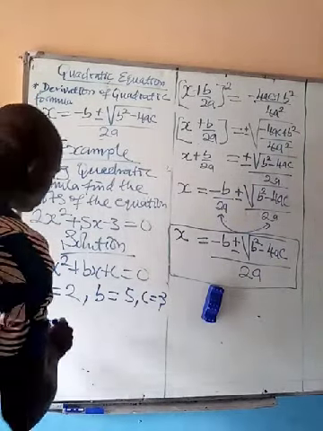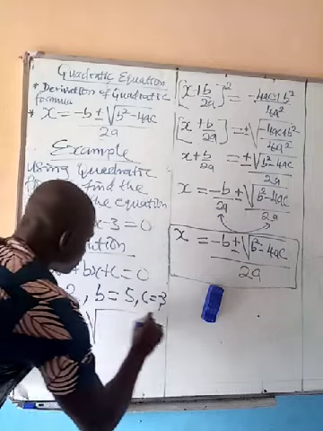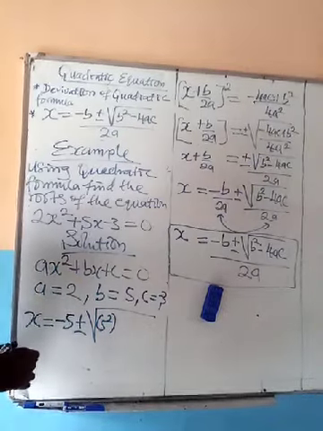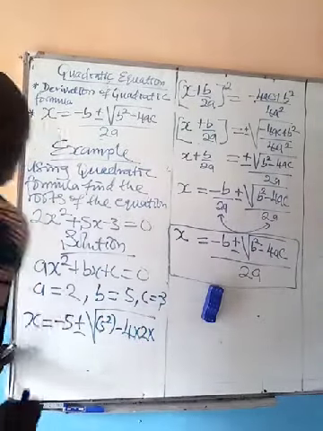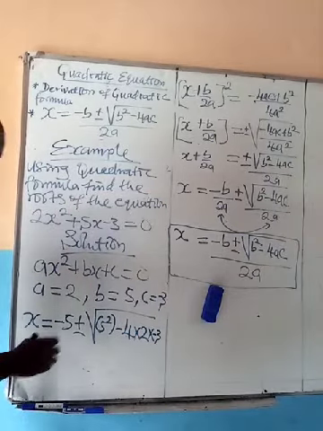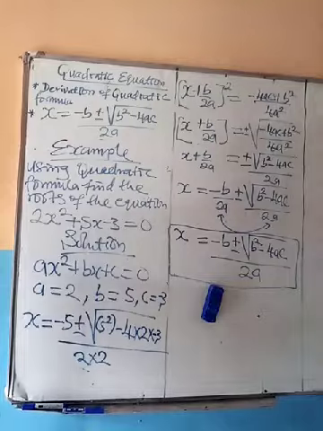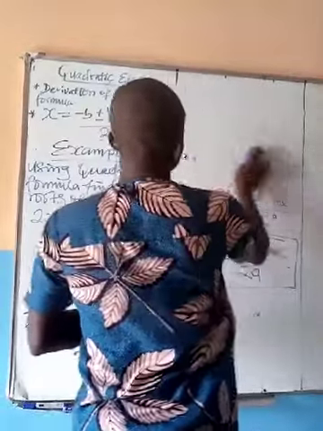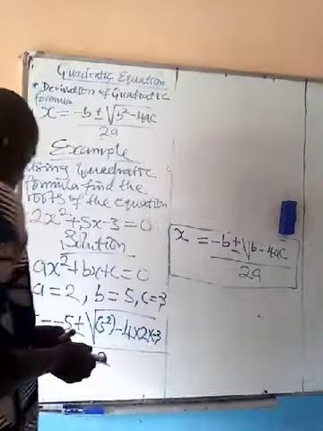So that we have x is equals to minus b, where is our b? 5, so minus 5, plus or minus the square root of b squared, which means 5 squared, then minus 4 times a, which is 2, and c is what? Times minus 3, multiplied by minus 3, all divided by 2 times a. Our a is 2 again. So let's simplify that.